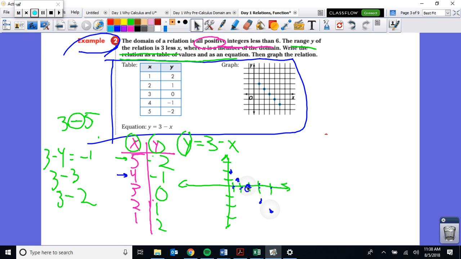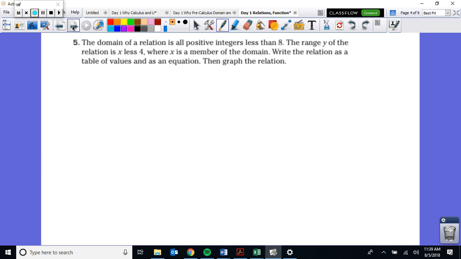So here are my points right here. Got it. All right. So there we go. I answered the question. I got the same thing as this. I checked my answers. Boom, it looks the same. We good. I know my table is out of order, but it doesn't matter since they're ordered pairs. We good. Okay, let's continue.